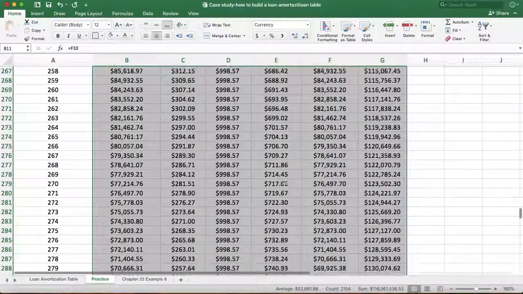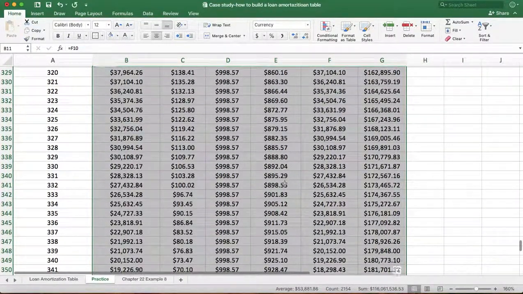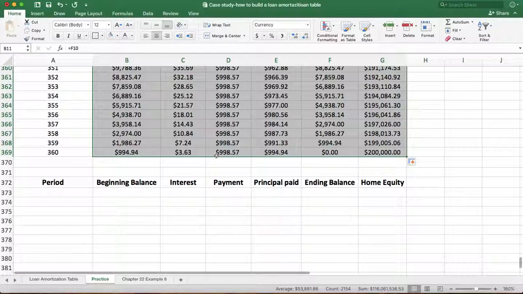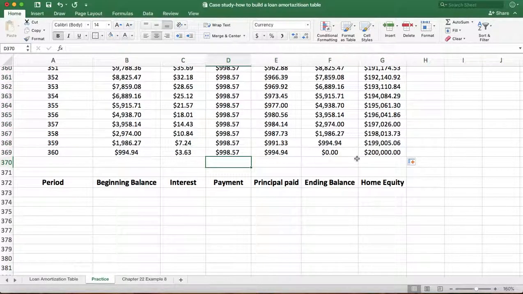Oh, we got a perfect and complete loan amortization table. Look at this column: ending balance is 0 at the end of the 30 years. That's what we want. And home equity, we got the full amount, which means we paid off the loan. We own this home 100%.